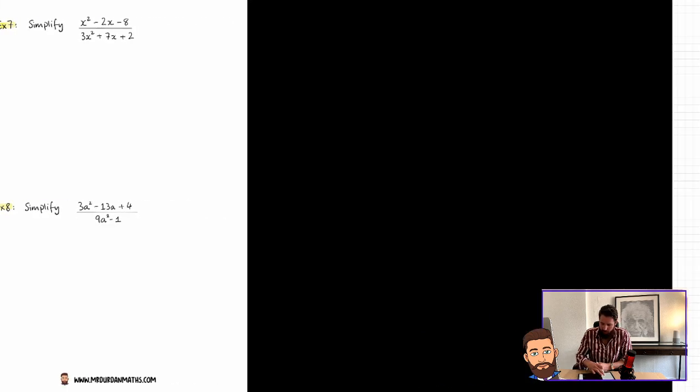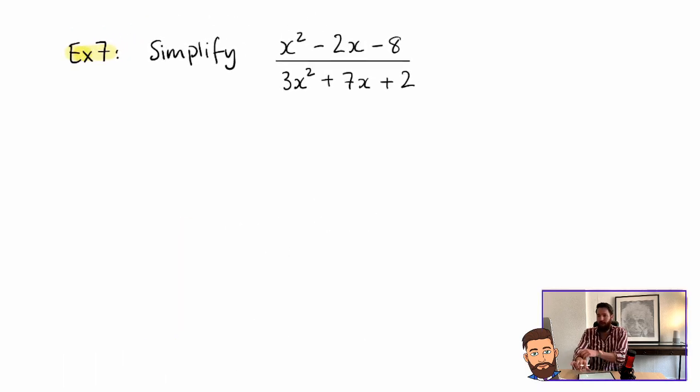Okay. So that brings us on to the final two examples where we're now going to look at the harder factorizing quadratics, which we saw in the second lesson on that series.